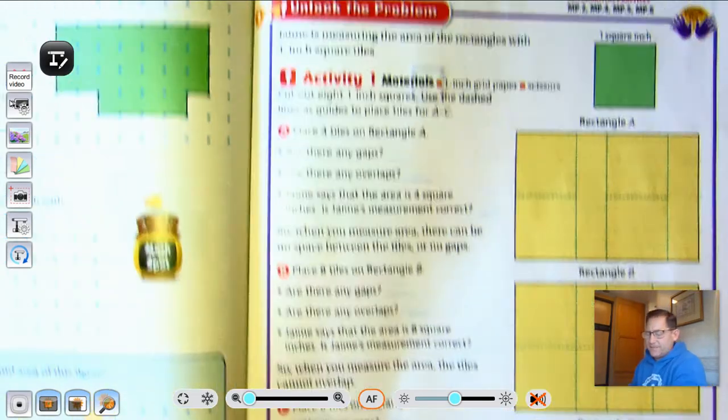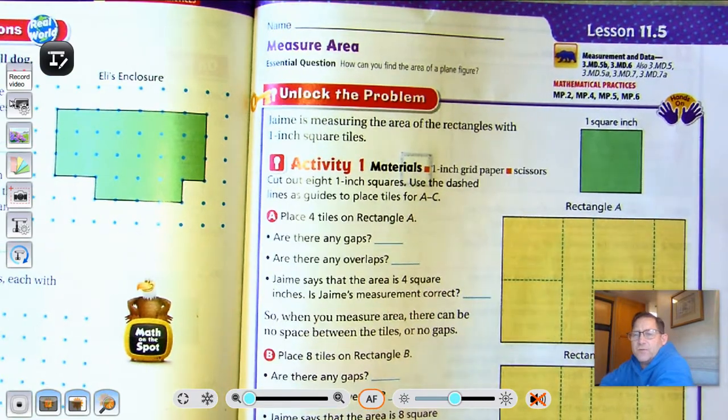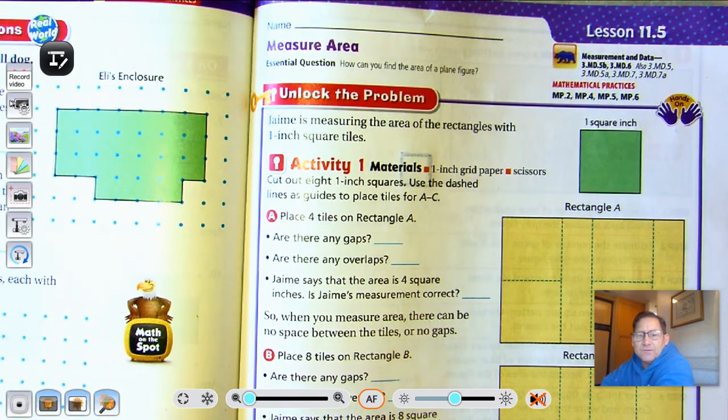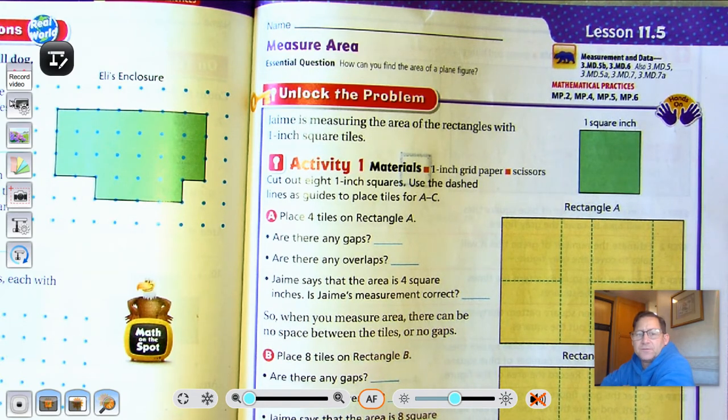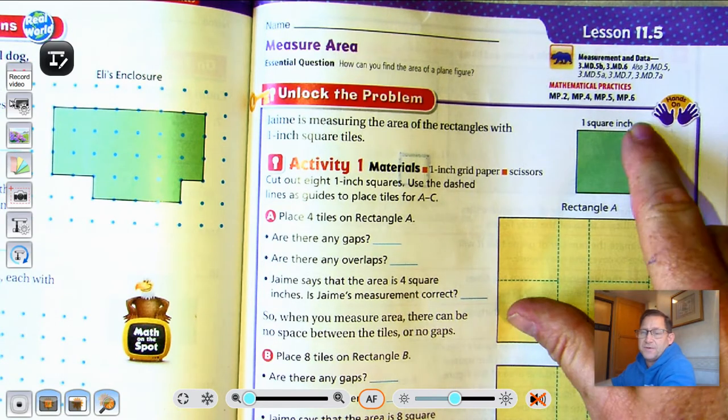Hello, everybody. So in today's lesson, we're going to be talking about measuring area on lesson 11.5. And by the end of this lesson, you should be able to tell how you can find the area of a plane figure. We are on page 469 of your third grade Go Math textbook. Some of the materials you'll need for this lesson is 1-inch grid paper, if you have that. If not, you can always just trace this shape.